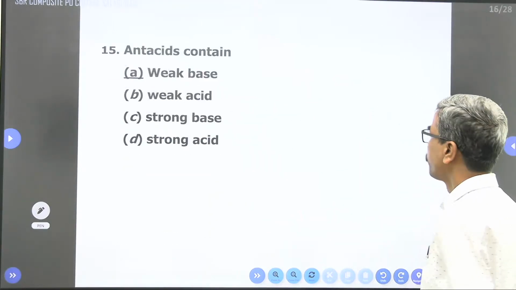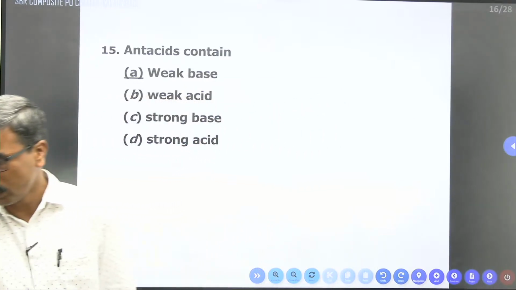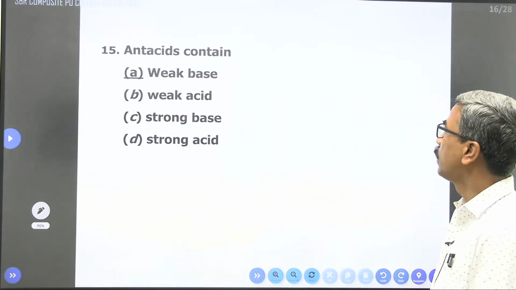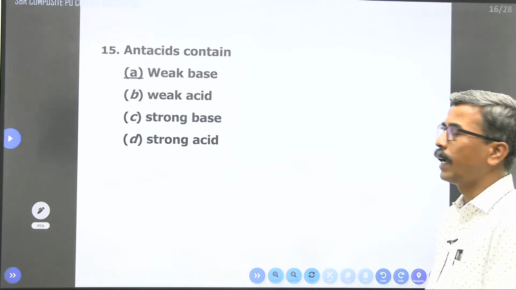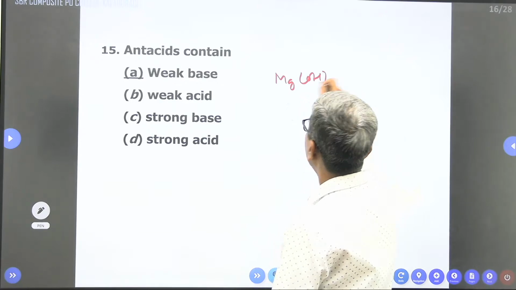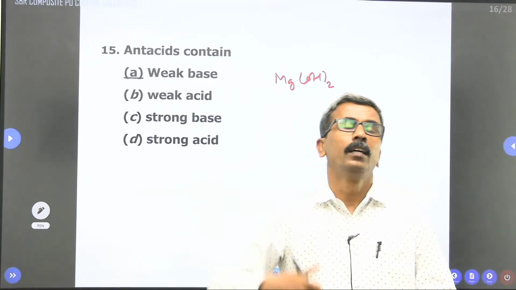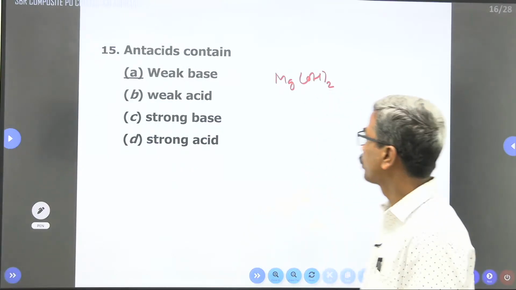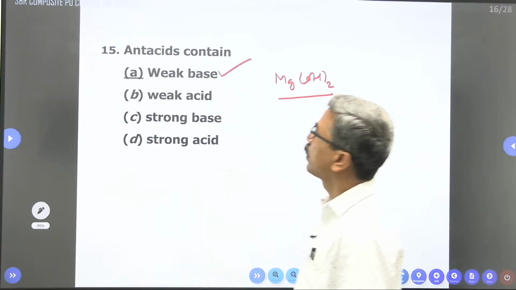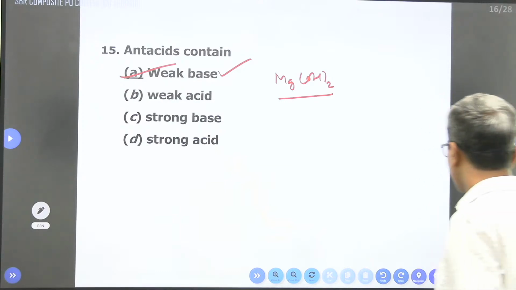Now moving to the next question. Question number 15. Antacids contain. Nowadays we have a very good number of antacids with different names in the market. But before the invention of these, they generally used hydroxides of metals, for example magnesium hydroxide, Mg(OH)2. This solution they used as an antacid, meaning substances which can react with acid, so the excess secreted acid is neutralized. Those compounds we call antacids. Those must be basic, so they should be weak bases. So for question number 15, A is the correct option. Antacids are generally weak bases.